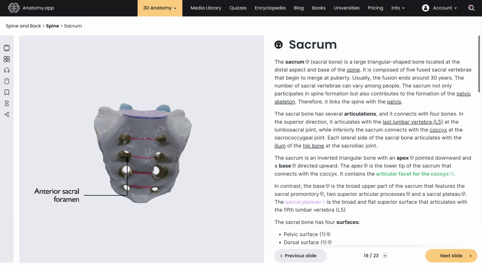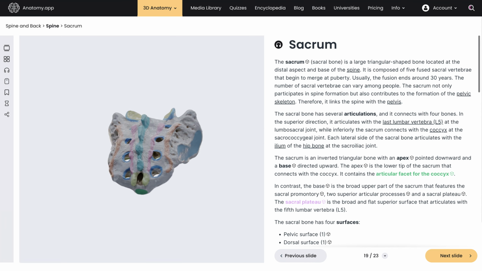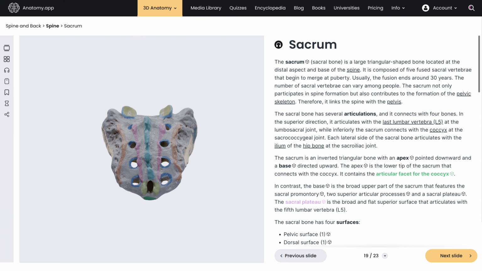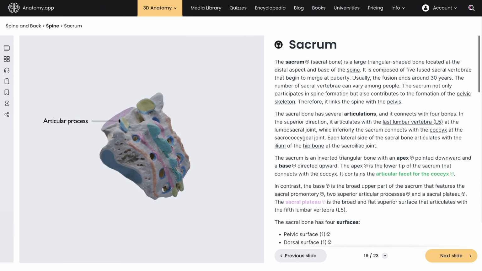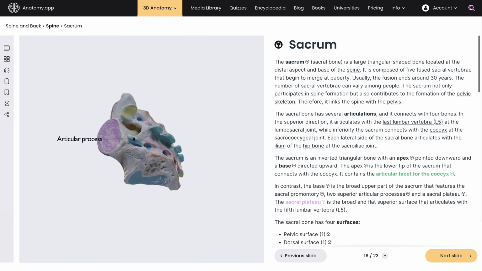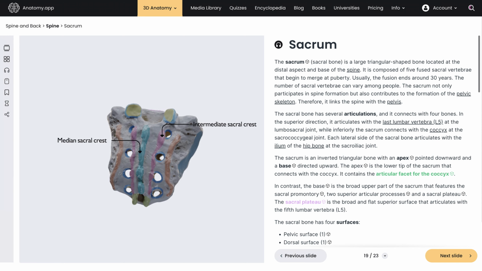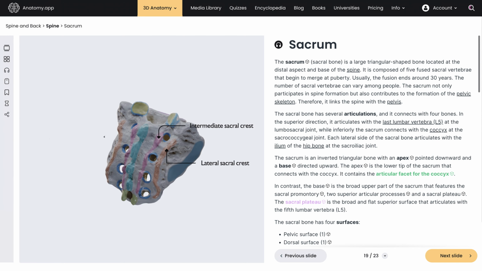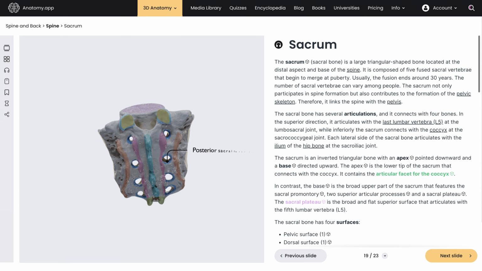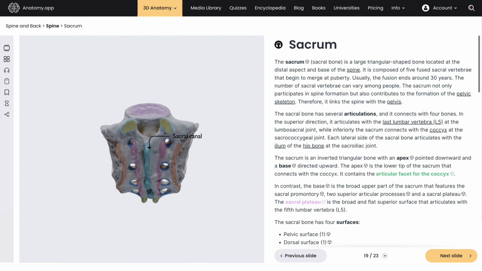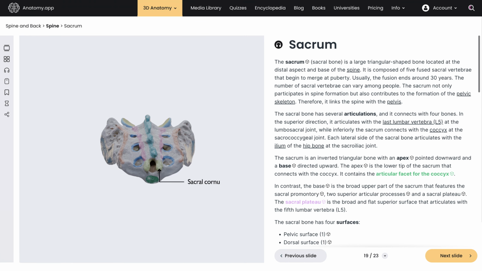The dorsal surface is the rough posterior convex side of the sacrum, and it features the following landmarks: superior articular process with superior articular facets, median sacral crest, intermediate sacral crests, lateral sacral crests, posterior sacral foramina, sacral canal and sacral hiatus, sacral cornu, aka sacral horns.